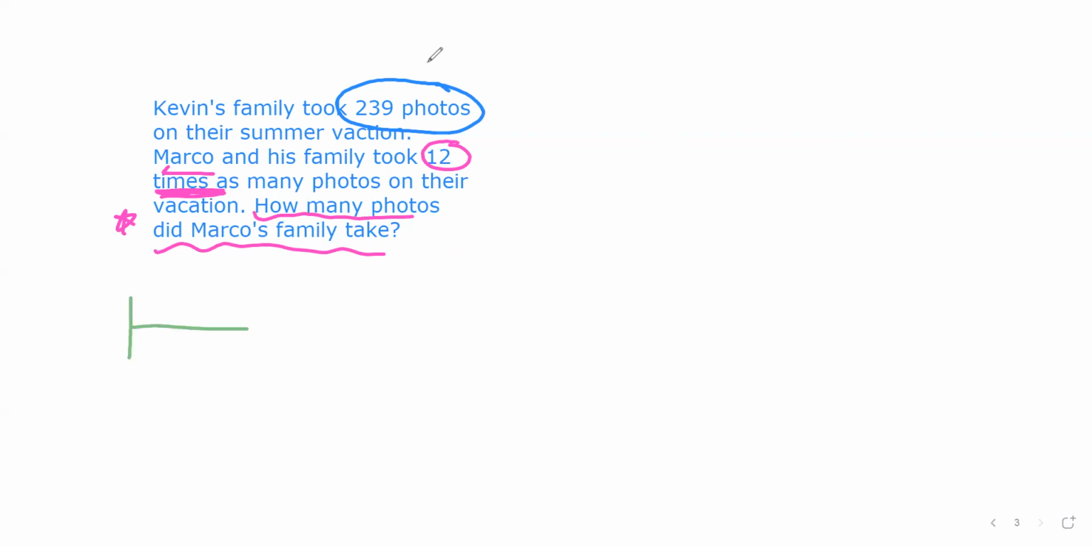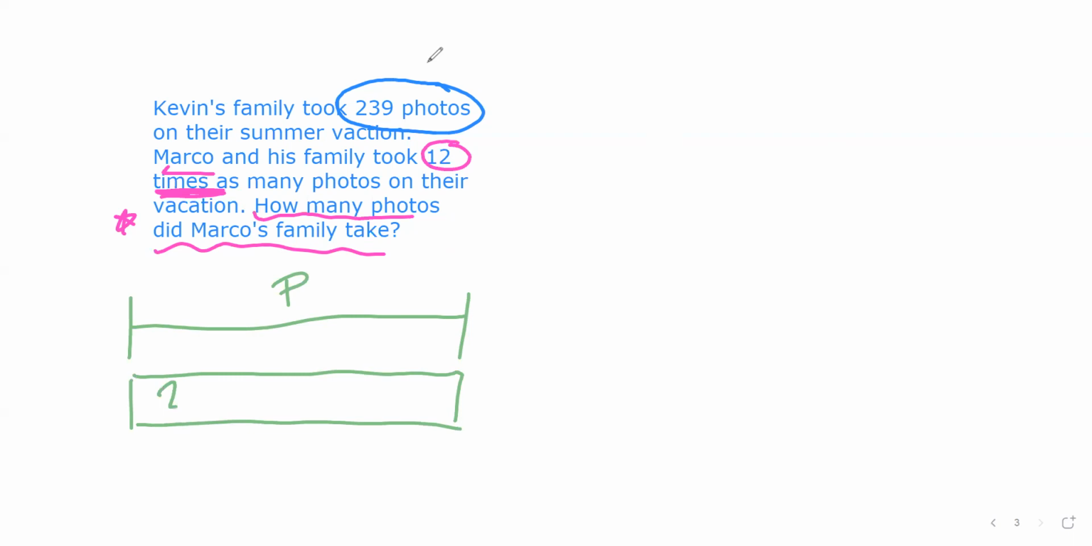Step 1, model. We need to know how many photos Marco's family took. We don't know that, but we do know the parts that will help us get there. It will be Kevin's family's photos, which is 239 photos, times the 12, because it's 12 times as many photos that Marco's family took. Now, I'm going to write that equation.